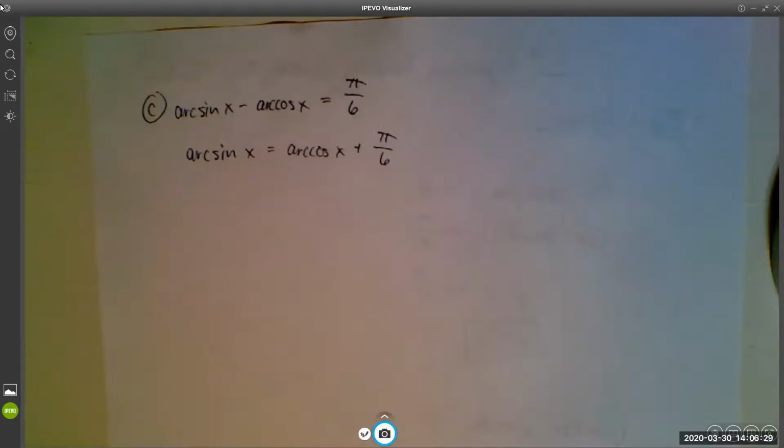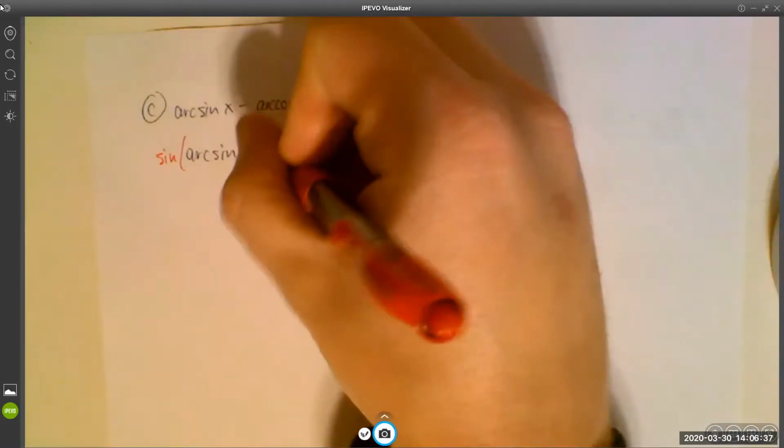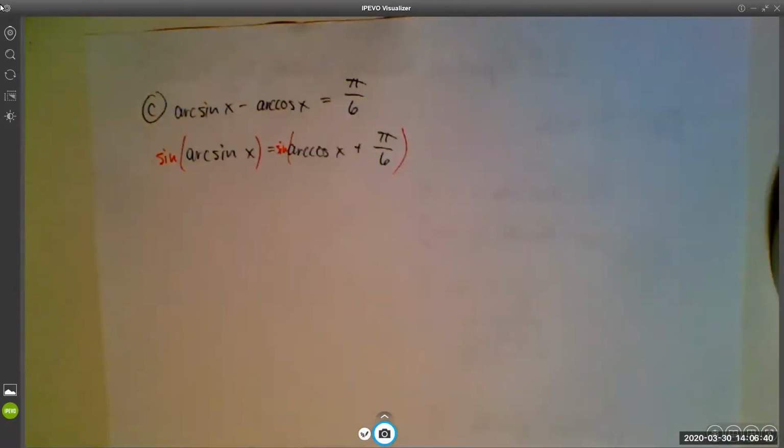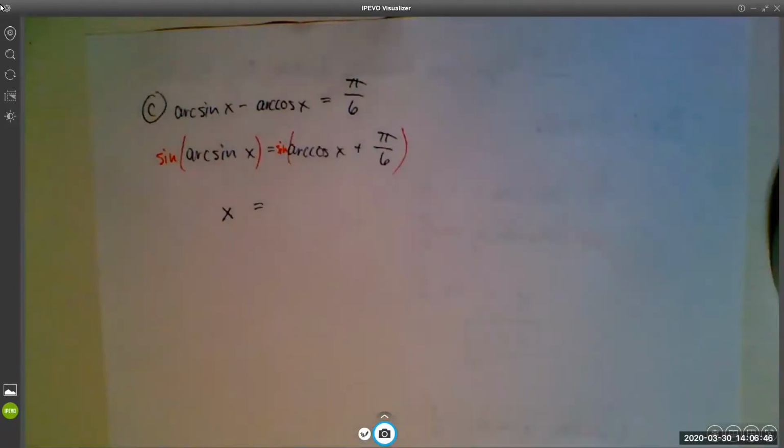Okay, so now that I've done that, I can go ahead and take sine of both sides. And on the left-hand side, I get x all by itself. That's nice enough. On the right-hand side, now I have sine of arc cosine x plus pi over 6. So hold on a sec. Sine of arc cosine x plus pi over 6.